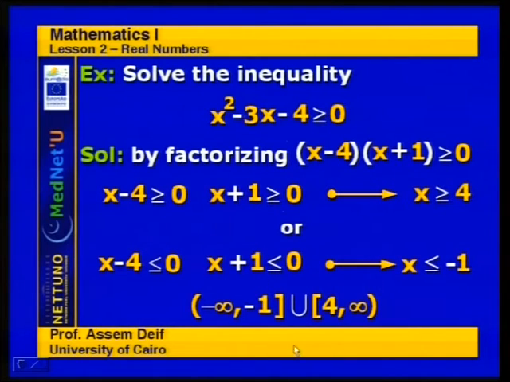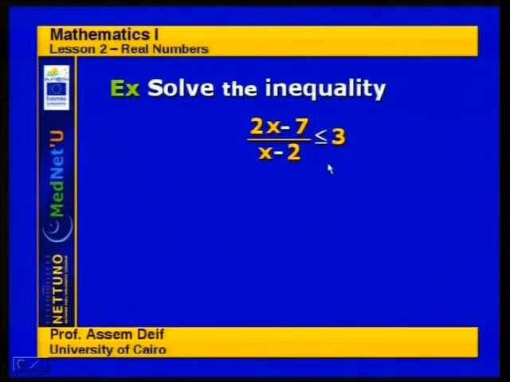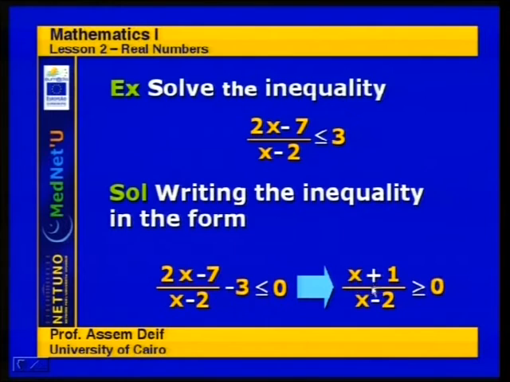And so this is actually the set which we obtain, which is the solution of this inequality. In other words, you obtain not a number, but a set. If you have an inequality of this sort, like 2x minus 7 divided by x minus 2, how can we solve this inequality? Actually, we write it in this form, and then we try to study this fraction here.